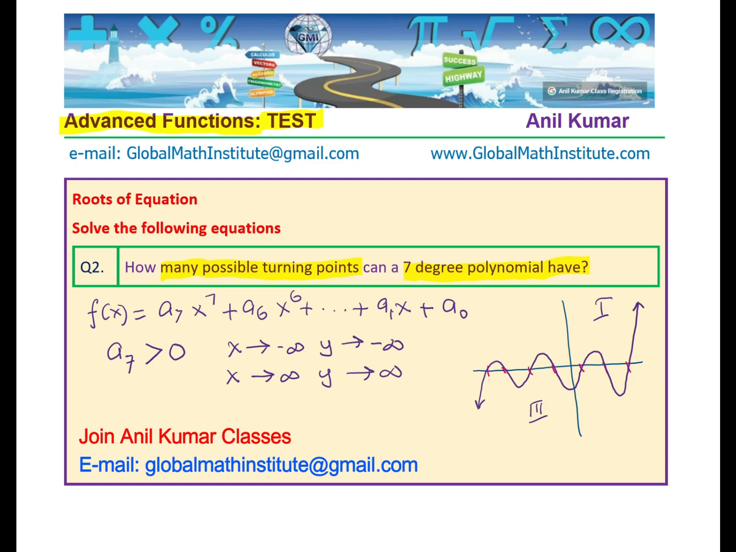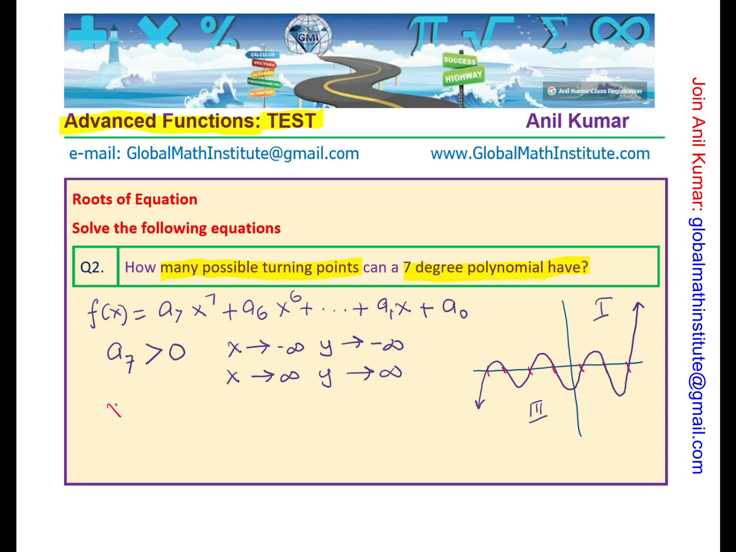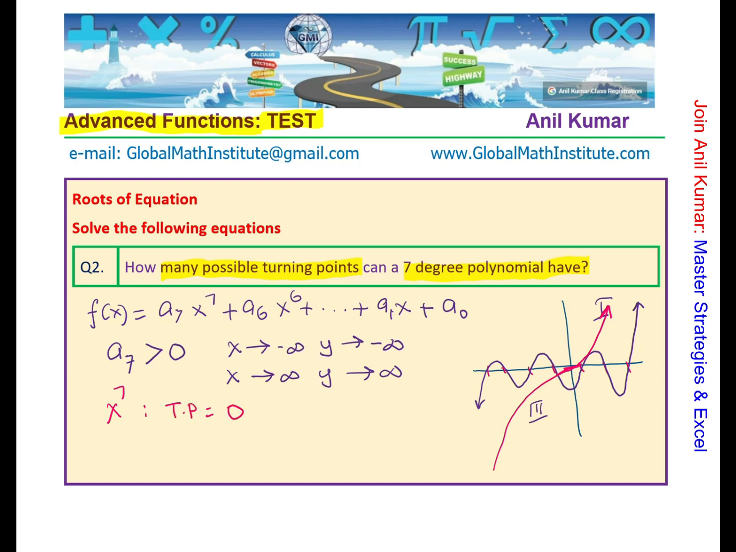You could have an equation which is like x to the power of 7, right? So you see x to the power of 7 is like this, which has a flat thing here, but not a turning point, right? So this has how many turning points? Well, this has 0 turning points, correct? And the function which you have drawn just now has how many? 1, 2, 3, 4, 5, 6. So the earlier one has 6 turning points, right? So definitely we do have something between 0 to 6, right?